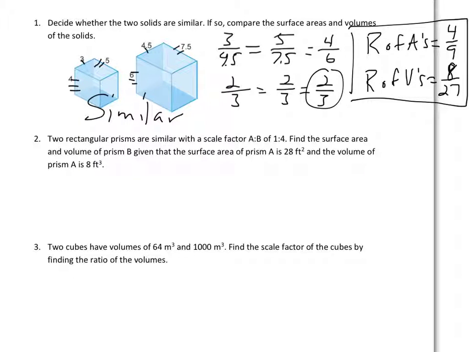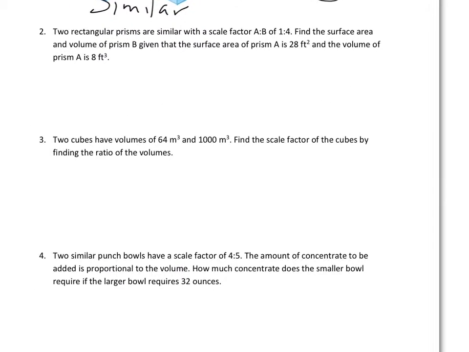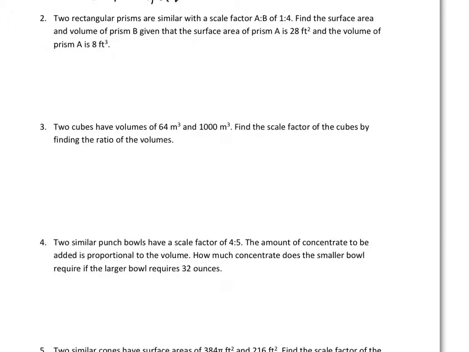Okay, and number 2, I tell you you've got rectangular prisms that are similar. I give you the scale factor of 1 to 4. You're going to find the surface area and the volume of prism B if I tell you the surface area and volume of prism A. Okay, so if the scale factor A over B is 1 over 4, then we should know that A squared over B squared, which is the ratio of the areas, is 1 over 16, and A cubed over B cubed is 1 over 64. Okay, so we can use these ratios to help us create a proportion to solve for our volume and our surface area.